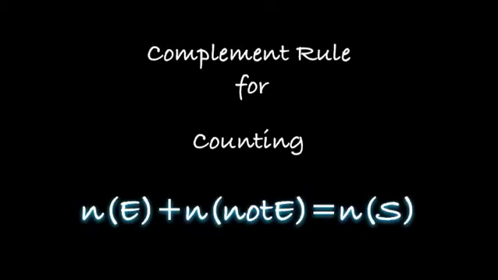The complement rule for counting. N of E plus N of not E equals N of S. What this says is the following. The number of outcomes that are in an event plus the number of outcomes that are not in the event equals the number of total possible outcomes in the sample space.